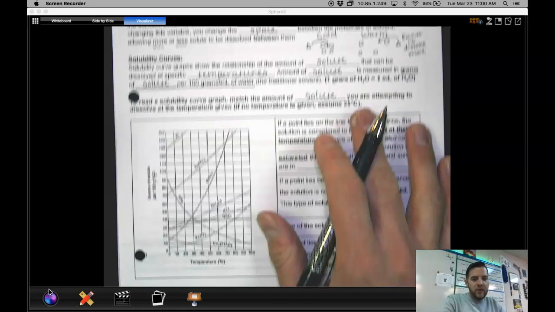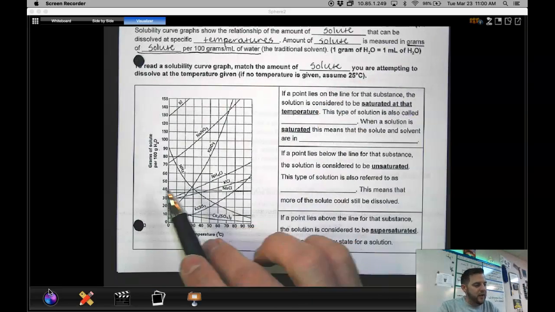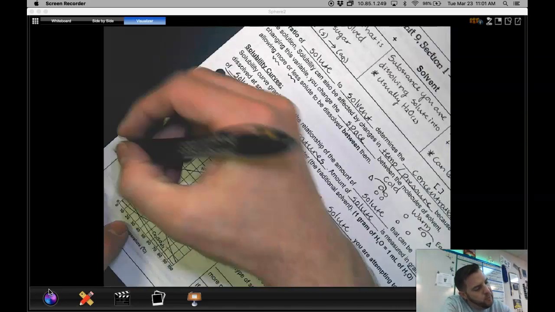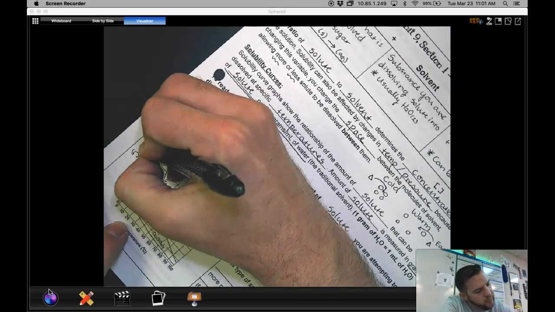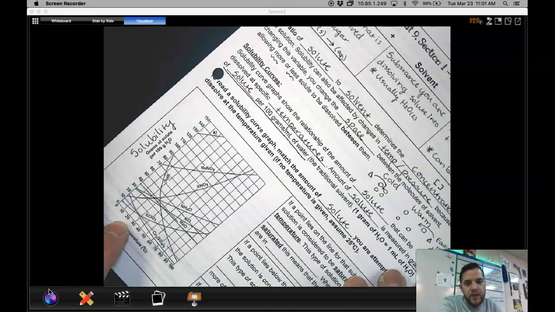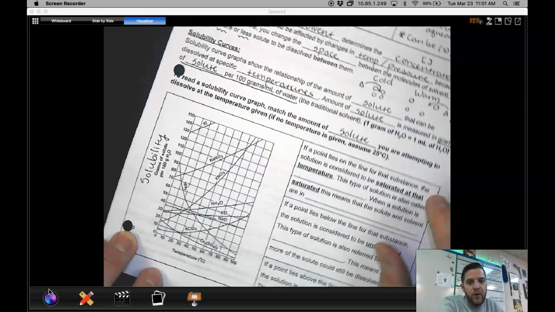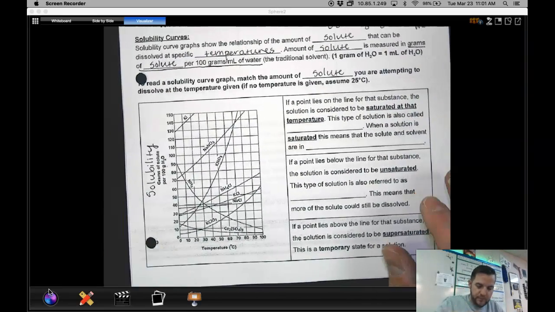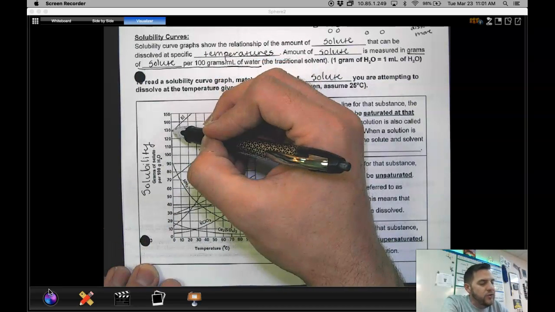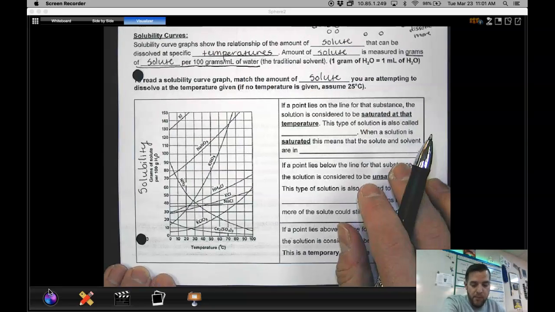So when we're looking at a solubility curve, this is what we're looking at here. So across the bottom, we have temperature. Up the y-axis, we have solubility. The grams of solute that can dissolve per 100 grams of water. So solubility goes up. If I have right here, I'm saying 130 grams of whatever the substance is can dissolve in 100 grams of water.